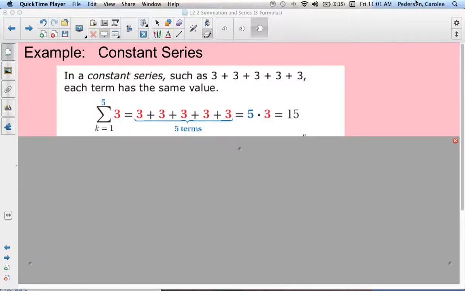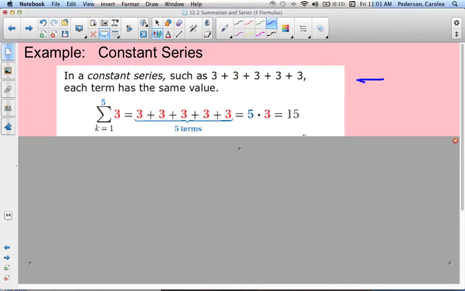Here's an example of a constant series with sigma notation. If you remember, sigma represents the sum. And then you have the bottom number of 1, and some top number up here is where you stop. And then we have our explicit formula that we would substitute in.